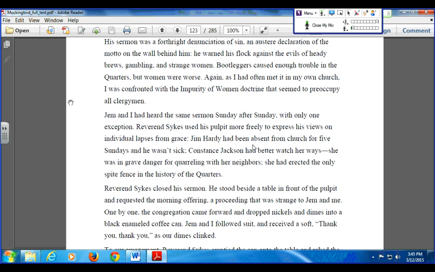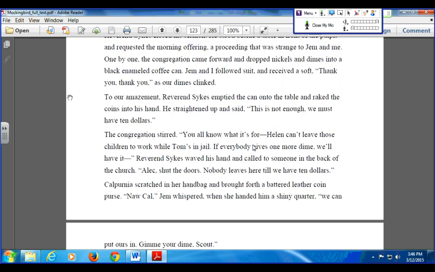One by one, the congregation came forward and dropped nickels and dimes into a black enameled coffee can. Jem and I followed suit and received a soft thank you as our dimes clinked. To our amazement, Reverend Sykes emptied the can on the table and raked the coins in his hand. He straightened up and said, "That's not enough. We must have $10. You don't know what it's for. Helen can't leave those children to work while Tom's in jail. If he gives one more dime, we'll have it." Reverend Sykes waved his hand and called to someone in the back of the church. "Alec, shut the doors. No one leaves until we have $10."